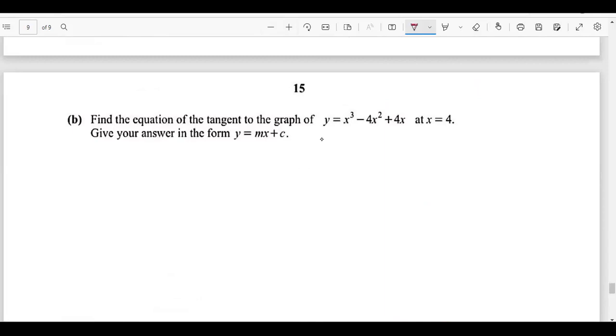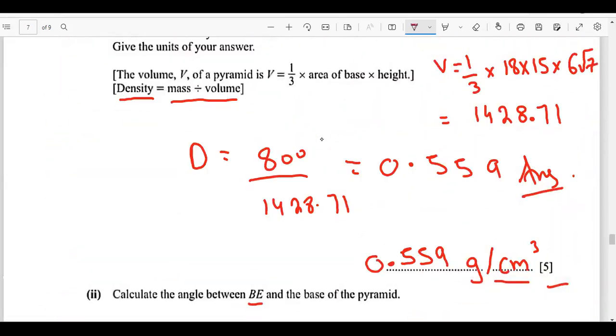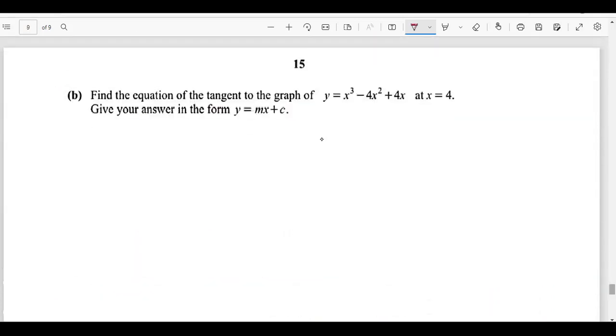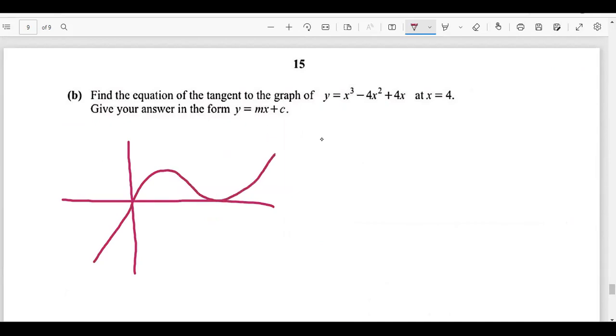Okay. It says find the equation of the tangent to the graph of y equals x cubed minus 4x squared plus 4x at x equals 4. Give your answer in the form of y equals mx plus c. All right, so let's make the shape quickly because we know how to plot this. This is the graph, and the shape was something of this type. This point was 2, this point was 0.